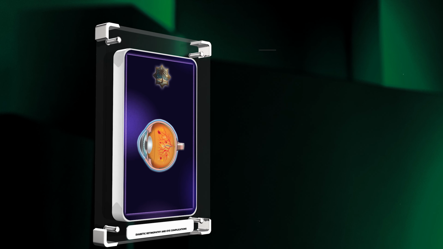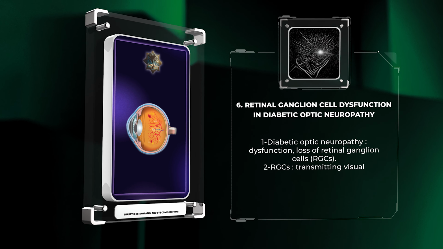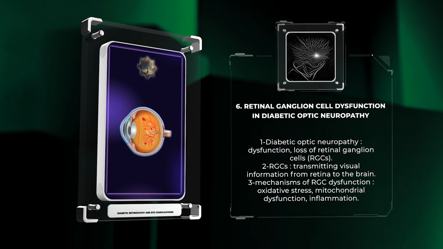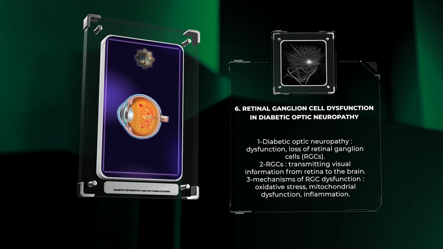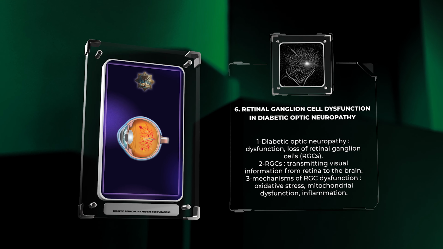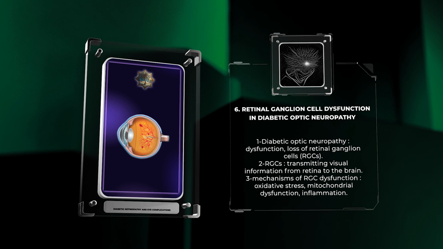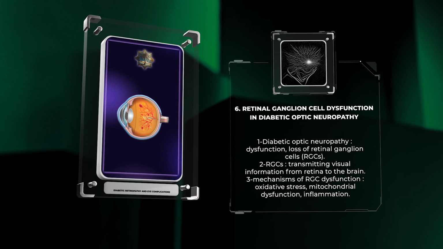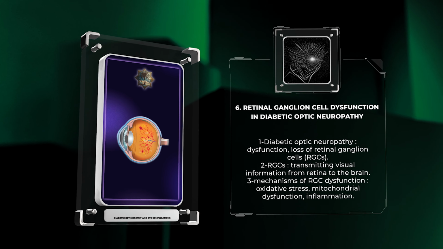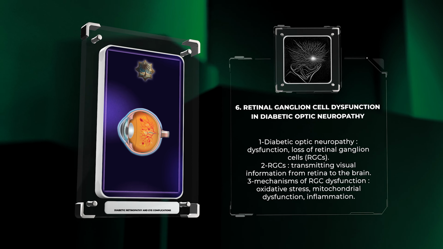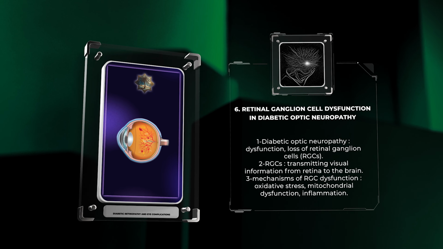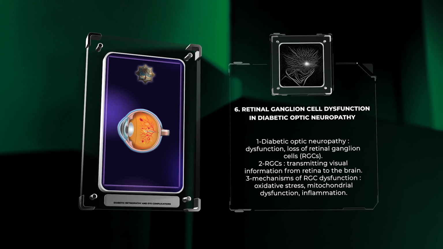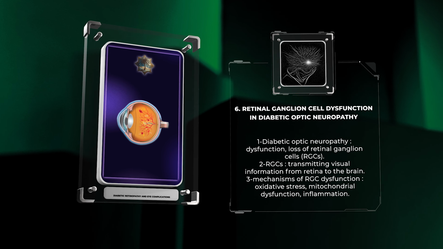Diabetic optic neuropathy is a common complication of diabetic retinopathy, characterized by the dysfunction and loss of retinal ganglion cells, RGCs. RGCs are crucial for transmitting visual information from the retina to the brain. The mechanisms underlying RGC dysfunction in diabetic optic neuropathy involve a complex interplay of oxidative stress, mitochondrial dysfunction, and inflammation. Understanding these processes is essential for developing targeted therapies to preserve RGC function and prevent vision loss.